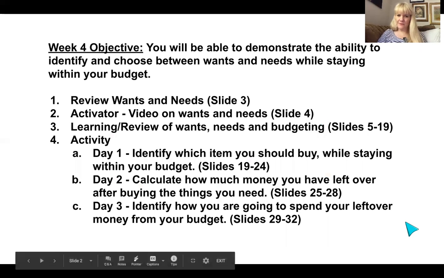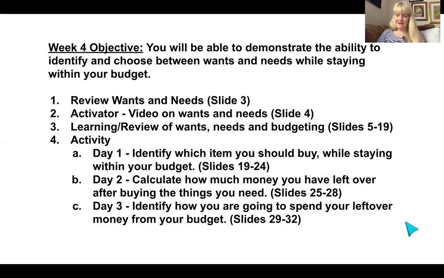So we're going to review wants and needs. We're going to watch a video on wants and needs. And then we're going to talk about what wants and needs mean in terms of making decisions about how to spend our money.